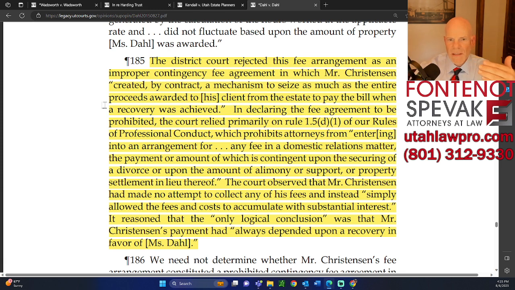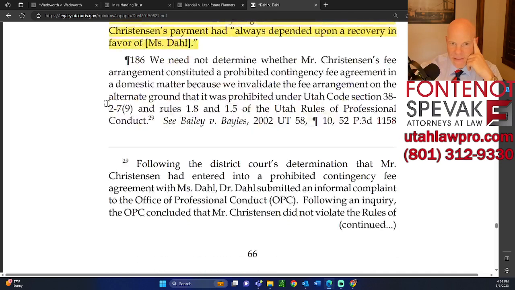But here, what the court found was that Mr. Christensen's ability to recover his fees was contingent upon Ms. Dahl actually prevailing in this case. Mr. Christensen said no, it was always going to be due no matter what, but the court disagreed. And the Utah Supreme Court ended up actually upholding this finding that this was a prohibited fee agreement because it effectively amounted to a contingency fee agreement.